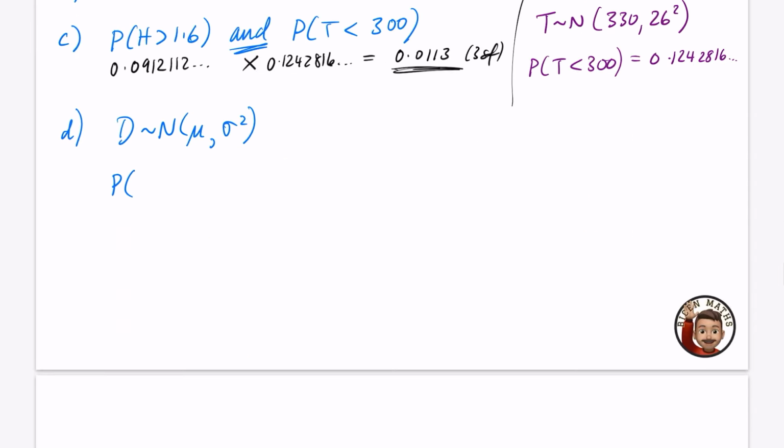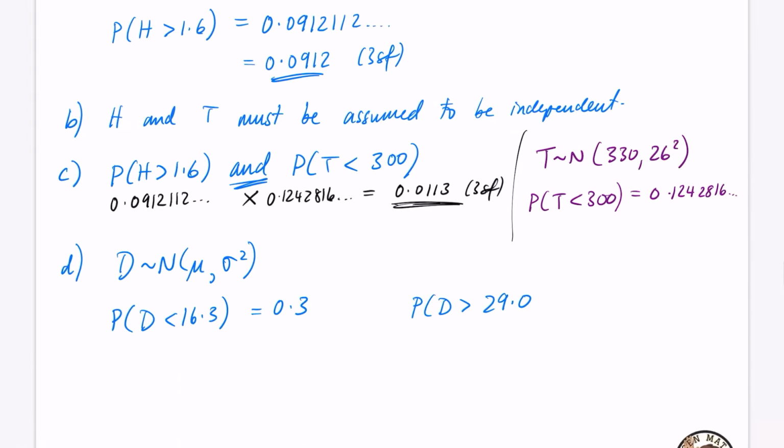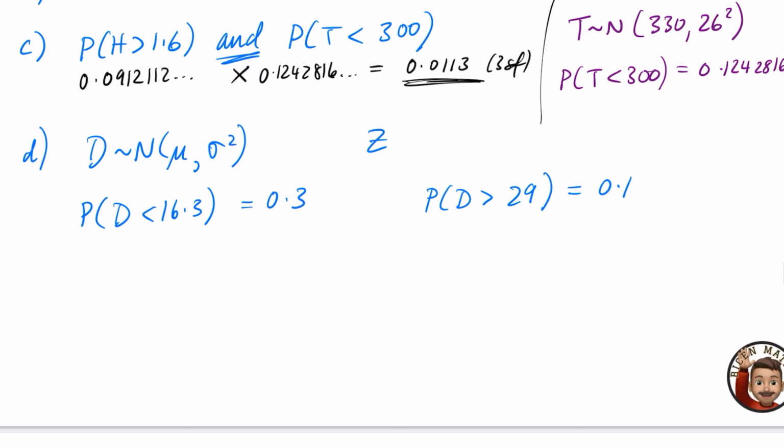So we have the probability that D is less than 16.3 is 0.30, but I'm just going to write it as 0.3. And the probability that D is greater than 29.0, I'm just going to write that as 29, is equal to 0.10, again, just 0.1. So we're going to use the Z distribution, which is the standard one, where mu is 0 and the standard deviation is 1, because we can't use this on the calculator. I don't know what mu is and I don't know what sigma is. So underneath this one, I'm going to figure out what it would be for the Z value.